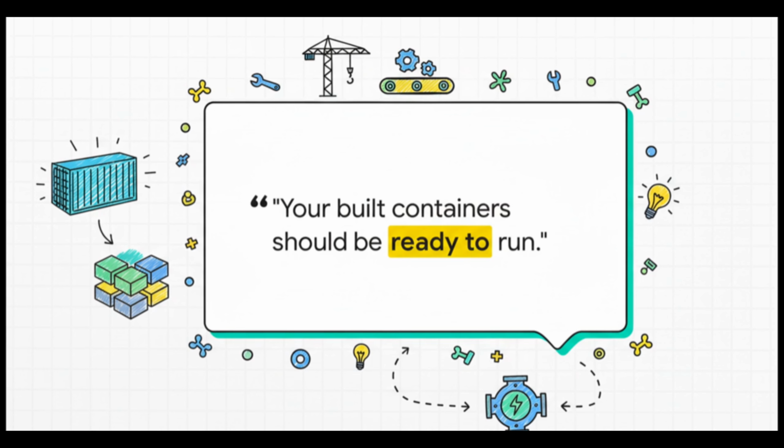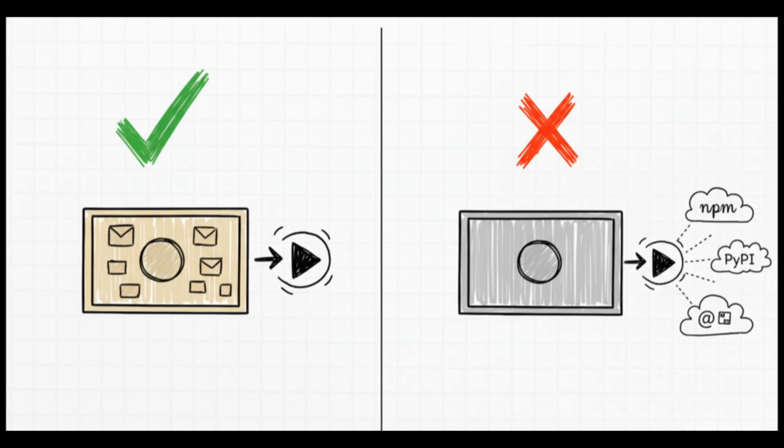But what does ready to run actually mean? It means that when you type docker run, your container just works, instantly. It shouldn't have to reach out to the internet to download dependencies from PyPI or NPM when it starts up. That's a huge anti-pattern. It makes your whole application fragile and slow. By baking everything into the image, you create a versioned, testable artifact that you know is going to be reliable and consistent every single time you run it.